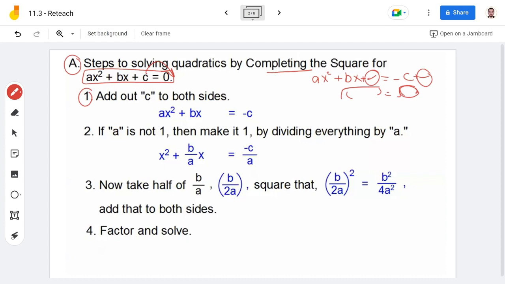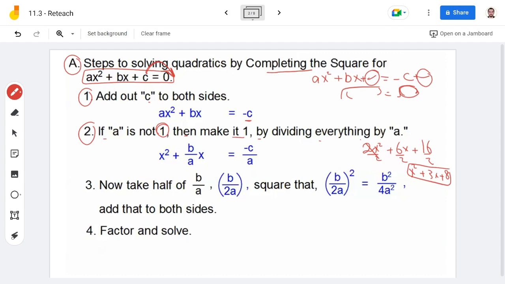First step, move c to the other side, so it will be negative c. Number two, if a is not 1, then make it 1 by dividing everything by a. For example, if I have 2x squared plus 6x plus 16, you have to divide every term by 2, so you can make a equal to 1. That's the first step.